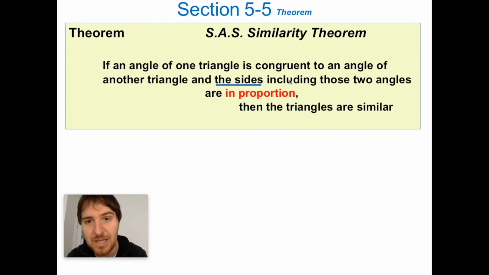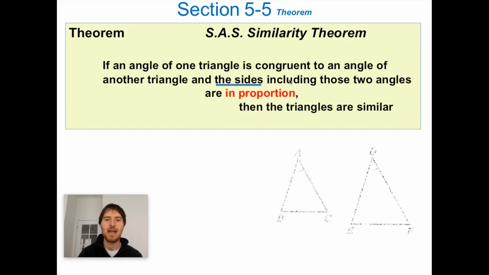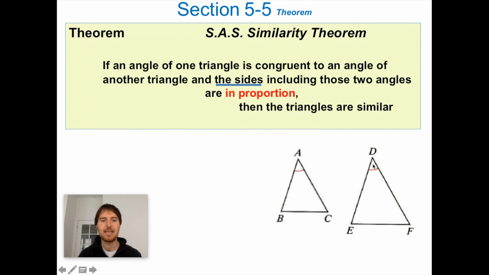They're proportionally related here. Okay, so this means if I have a diagram like this, this is angle A, that's angle D. If I knew that angle A and angle D were congruent, that's not going to be enough, right? That's not going to be enough to prove that these two triangles are similar, okay?